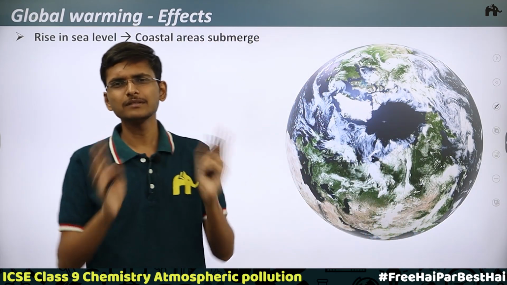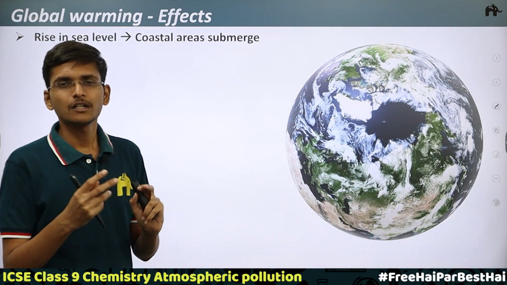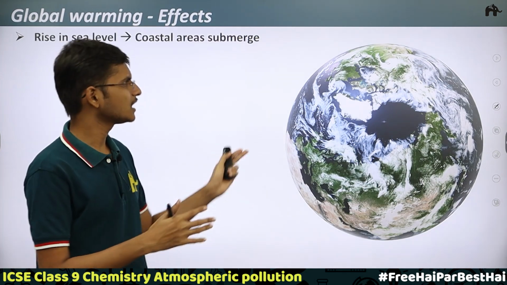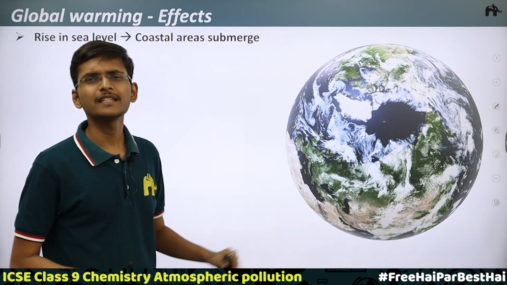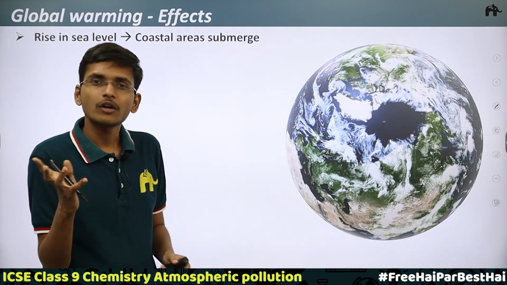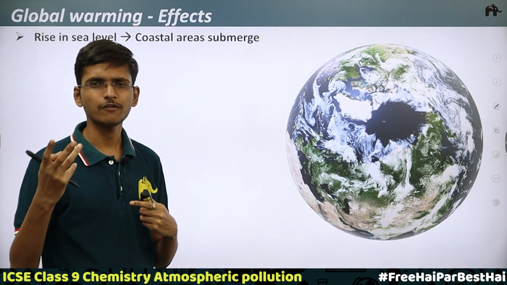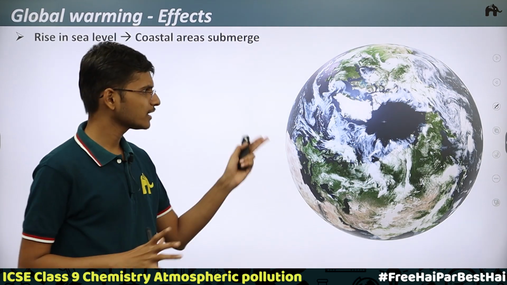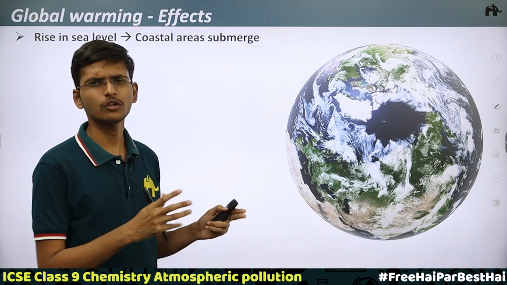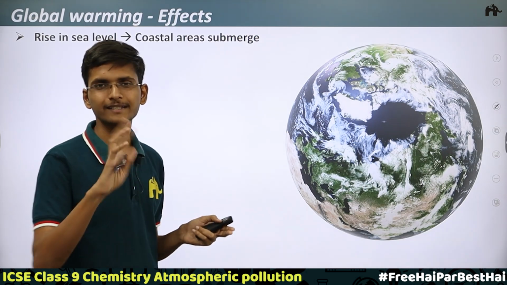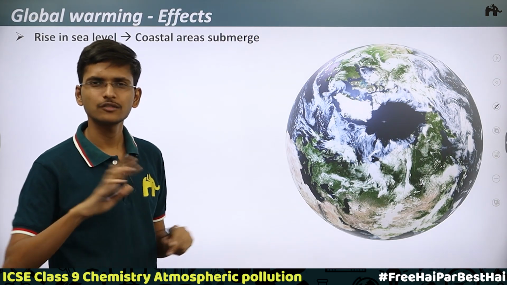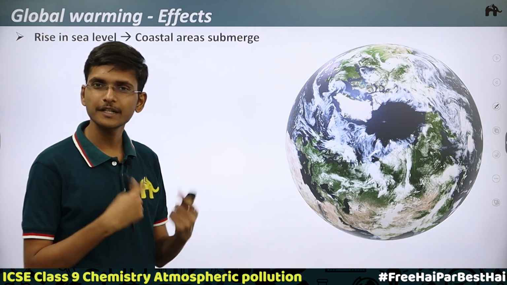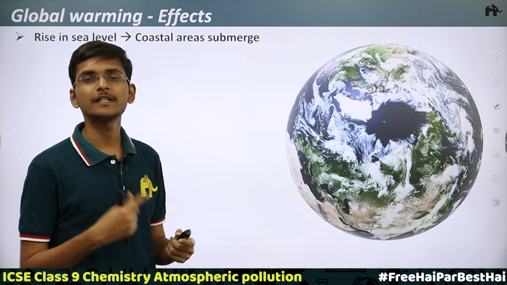Now, one interesting question for you. Why would the sea level rise? See, the Earth's temperature would increase, then the ice on the Earth, in the form of glaciers or in the form of the polar ice caps on the poles, would melt. The sea level rises because of the melting of that ice, or because of the melting of the glaciers.